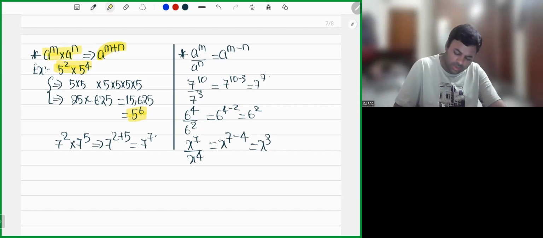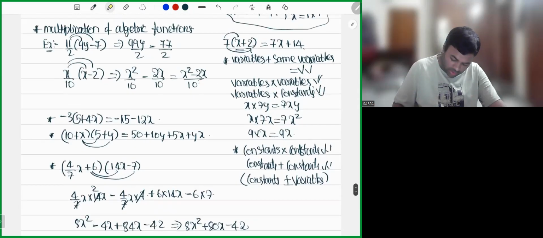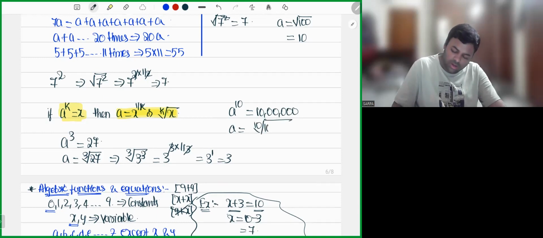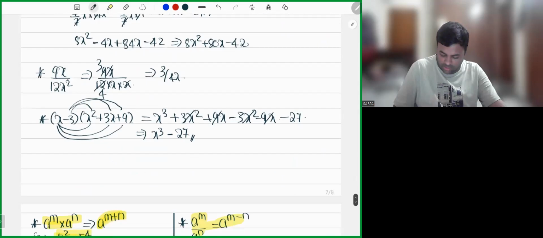Many places we use them, my dear friends. And there is one more mathematical function that I said here. Yeah. If a power k is equal to x, then a is equal to k root x. Here also, like I'm having a power 10 is equal to 10 lakh. Let's write anything, there's no issue. I'm not checking it. So a is equal to 10th root of 10 lakh. Okay. So I hope all these points are clear, my dear friends.